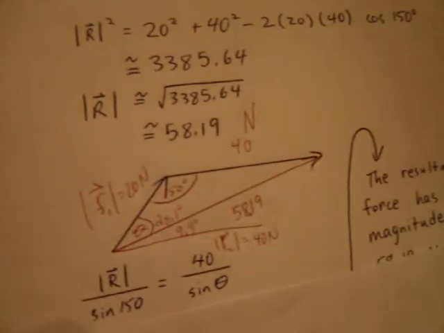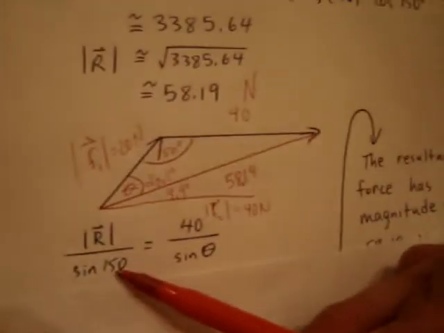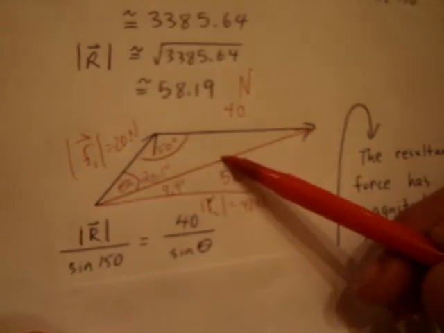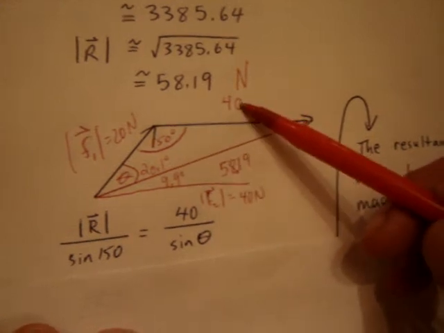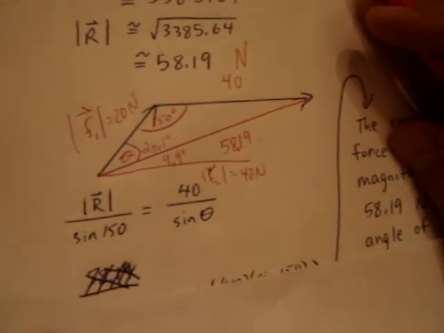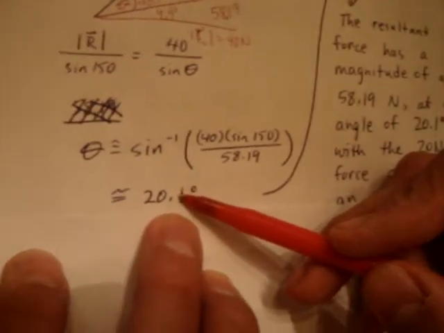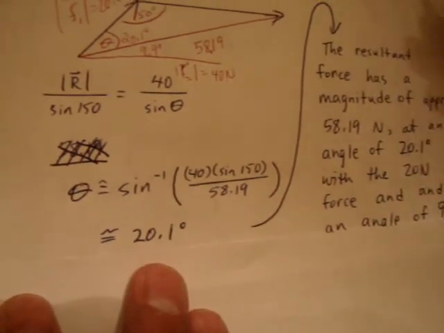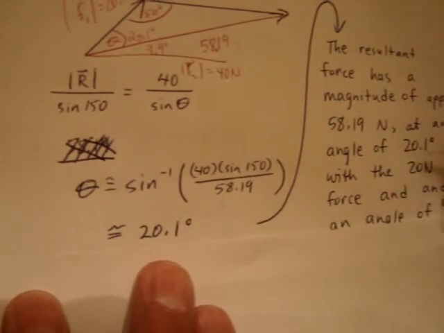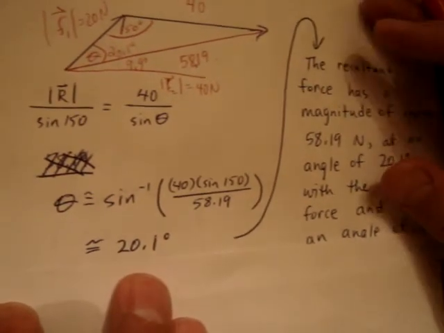So setting up our sine law, we see the magnitude of the resultant force over sine 150, in other words 58.19 over sine 150, is going to equal 40 over sine theta. So doing some fairly straightforward math, we get that theta is going to equal 20.1 degrees. So if we were discussing north, south, east, and west, it would be kind of easy at this point to maybe just state a direction for this vector.